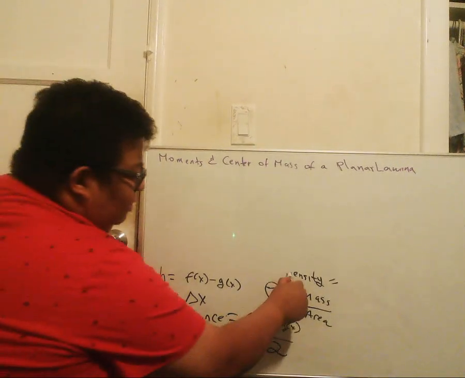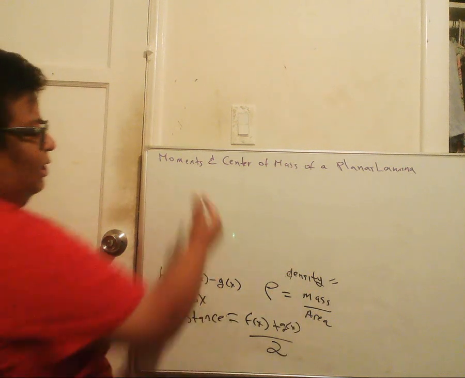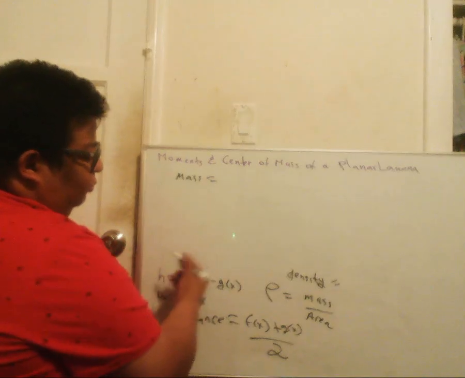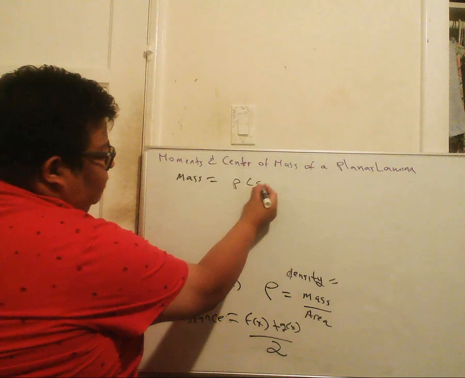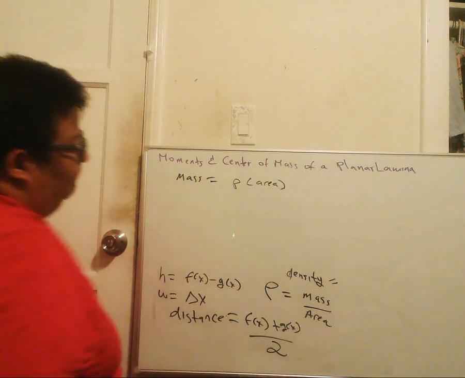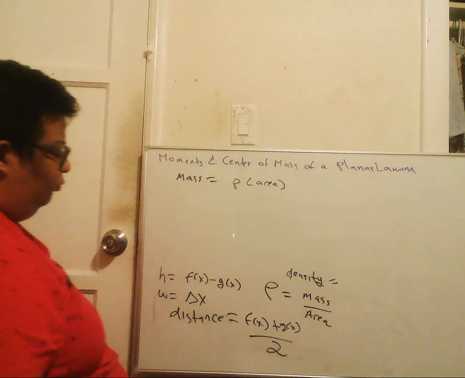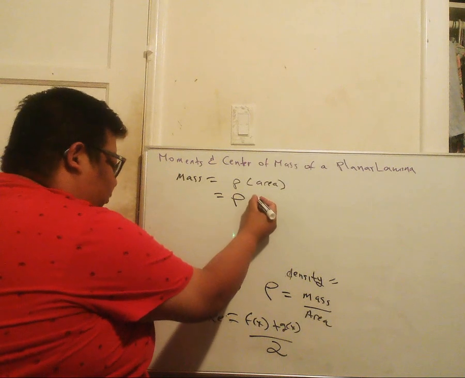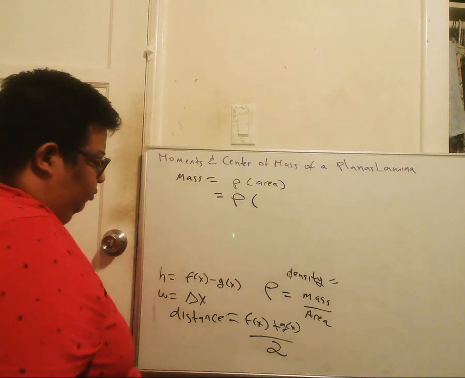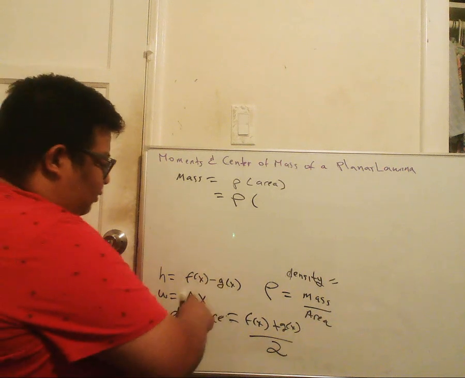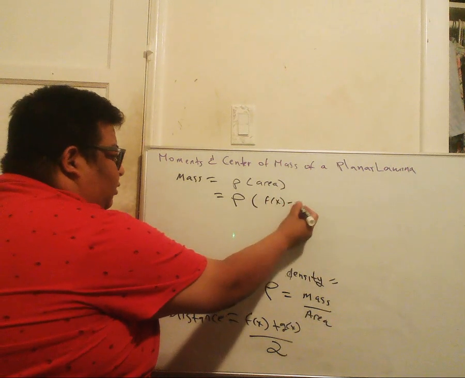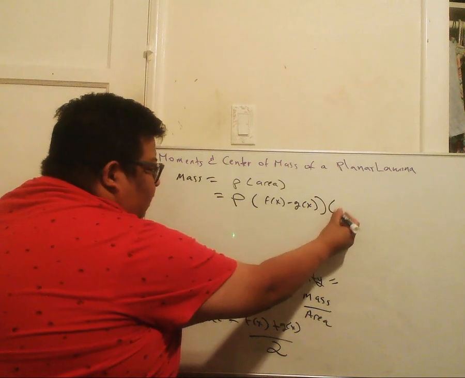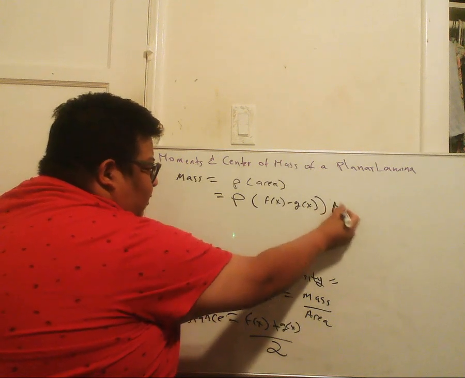So knowing these little things here, we can say that the mass of that rectangle is equal to rho times the area, and that's equal to rho times the area, which is going to be equal to f of x minus g of x times delta x.